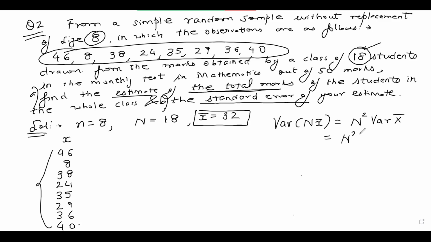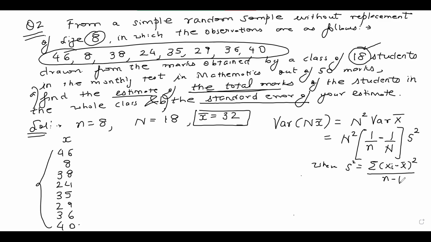And what is variance of x bar? Variance of x bar is going to be 1 over n minus 1 over capital N times the sample variance, s square, where s square is summation xi minus x bar square over n minus 1.